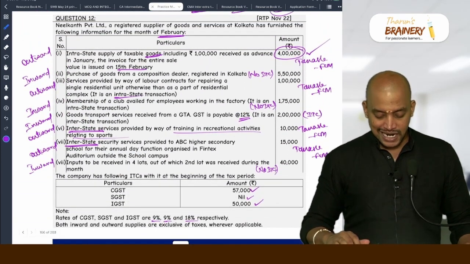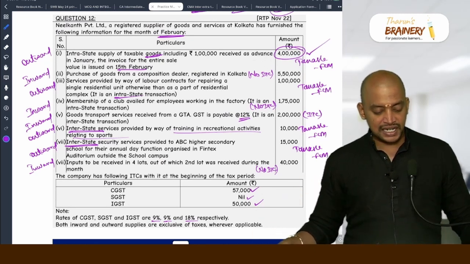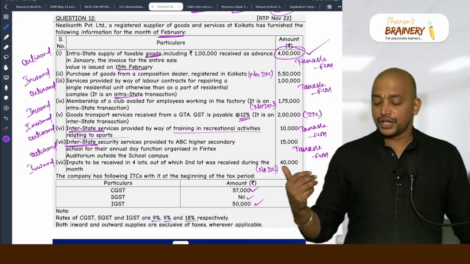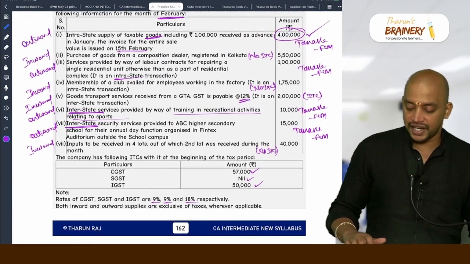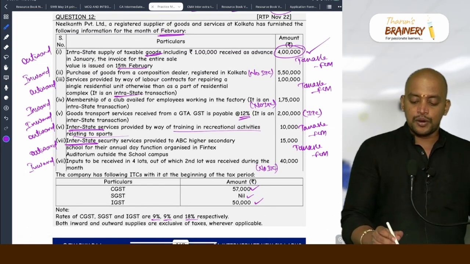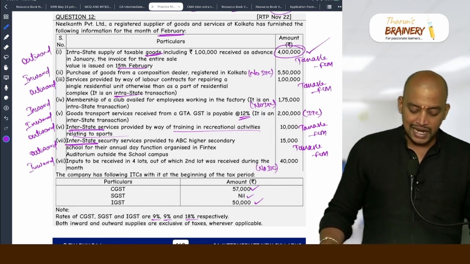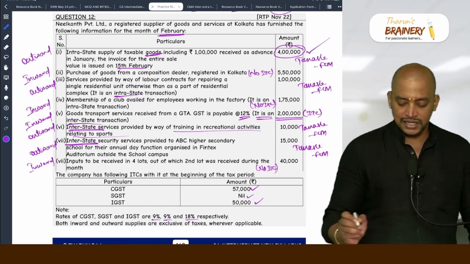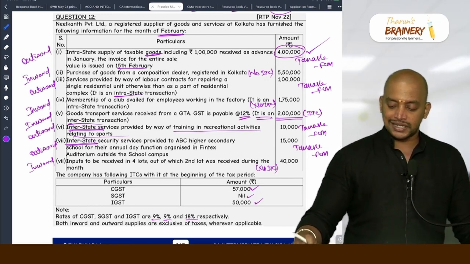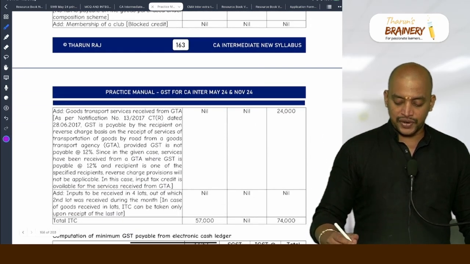Is there any GST under RCM? No. We don't have anything inward under RCM. So statement 3, computation of ITC, opening balance, CGST 57, SGST 0, IGST 50. What is the first inward supply? Composition dealer, no ITC, leave it. Next inward supply, membership, no ITC, leave it. And next one, GTA, yes, we can take ITC, and it is interstate. Interstate means IGST, 2 lakhs into 12%, 24,000. So say this, opening balance and 24,000.